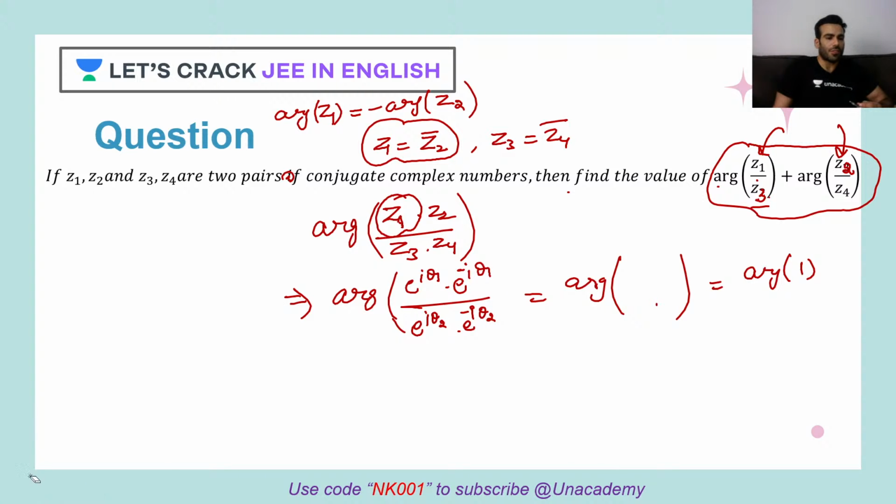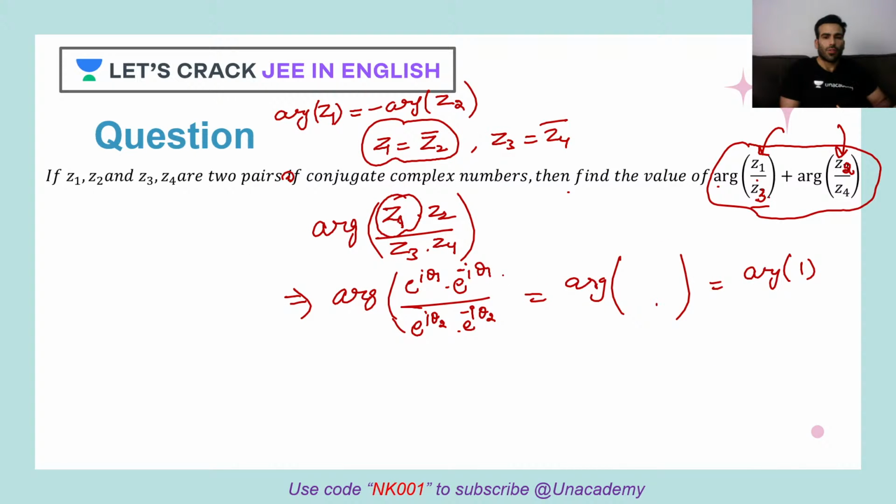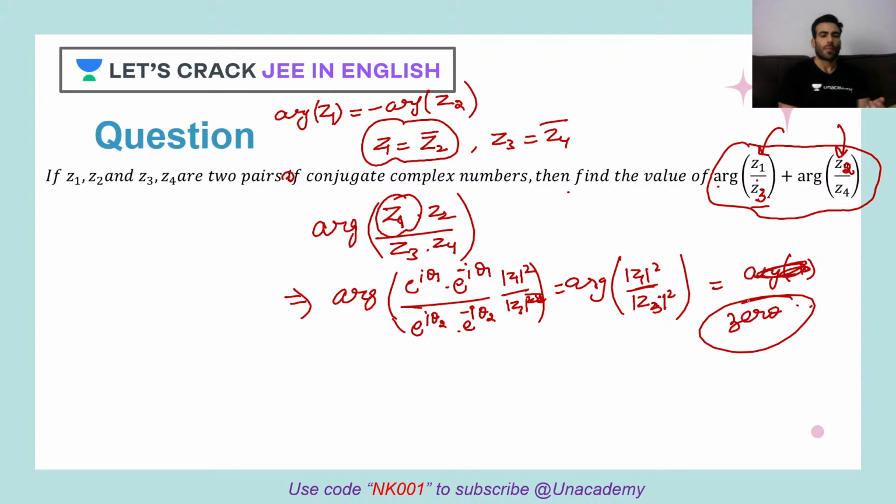People should not get confused, so that's the first motto. So here we'll have mod of Z1 square upon mod of Z3 square, because after all they are conjugate to each other. So when conjugates are being multiplied, what do we get? Mod of conjugate numbers square. So we'll have this only. Now real, so the argument of a real number is what? The argument of a real number is always 0. It's always 0.